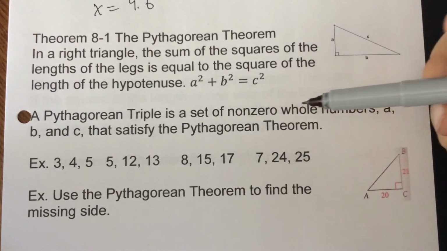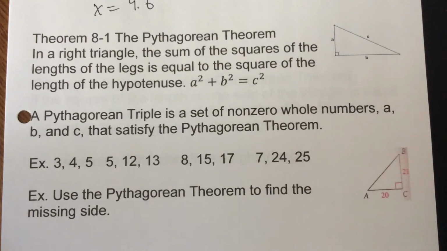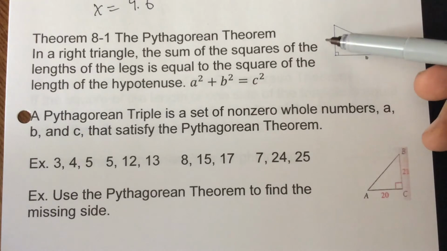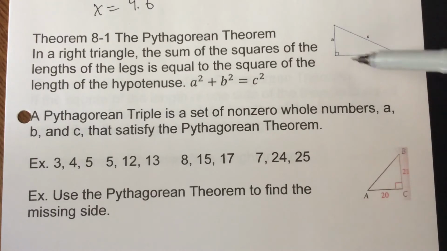It's what I have on the wall there right by the clock. Think about it in my classroom. So the two sides that touch the 90 are the legs, so the a and the b. Square those, add them together, and that's going to be equal to the hypotenuse, the slant side, squared.